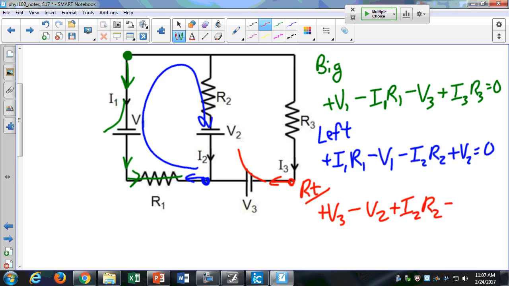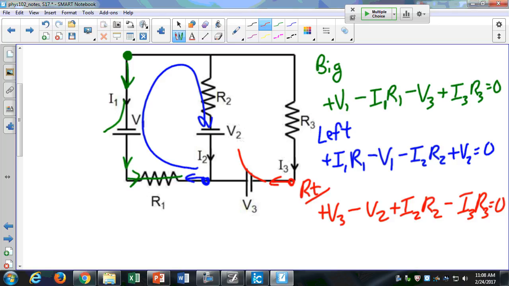And then minus I3R3. That's all equal to 0. So you've got your sign conventions, that trips students up. You've got your currents, that trips students up too, because you have to make sure that you get the right currents for each particular branch. But as you're working them, just be careful in how you're writing things.